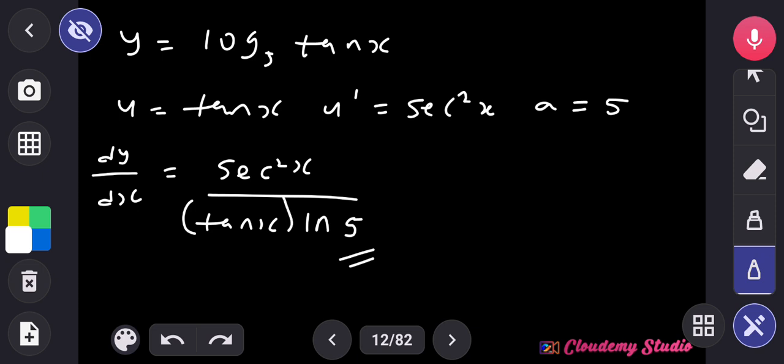You understand? So this is how to solve logarithmic functions. It's not very difficult. Let us now take an example. Let us say we should differentiate y equals x raised to the power of x. We are now using logarithms to differentiate this particular function. How are we going to solve it?